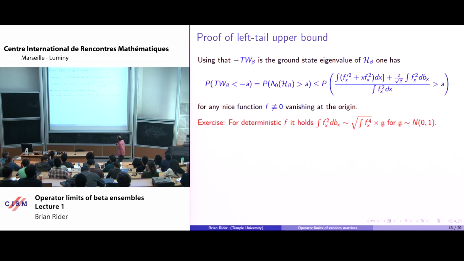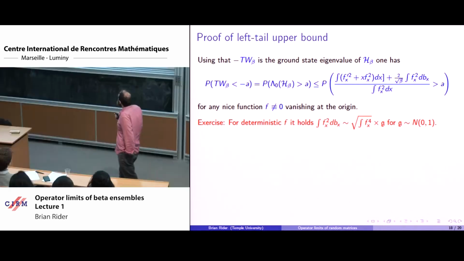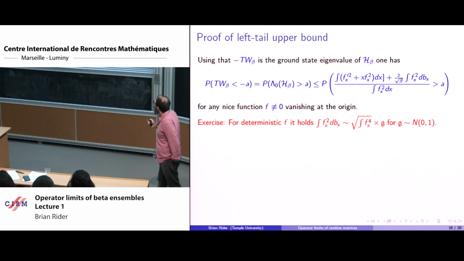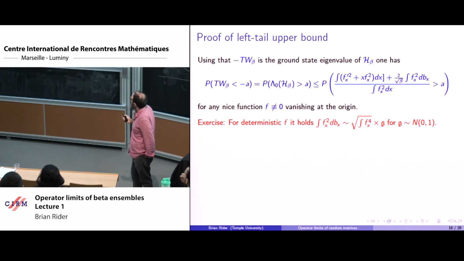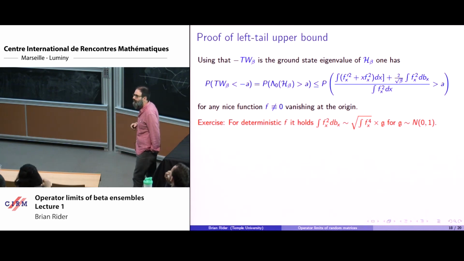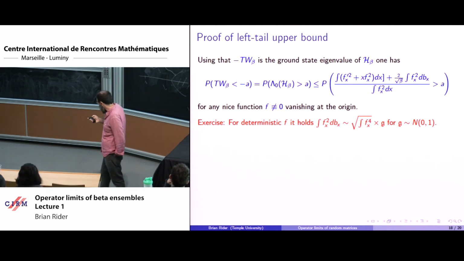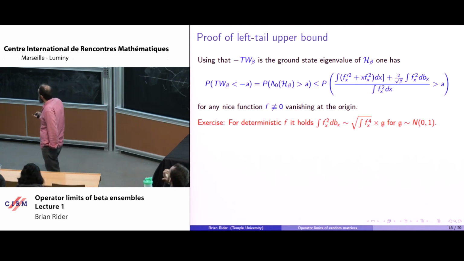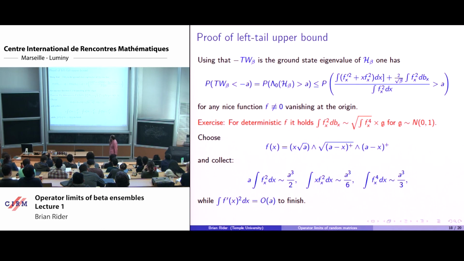For any deterministic f, the integral of s squared dB is equal in law to a normal random variable times the square root of the fourth moment of the function. You can see this because Brownian motion is Gaussian, so dB, a little increment of Brownian motion, is Gaussian. Brownian motion has independent increments, so this is really a sum of independent Gaussians, so it will be Gaussian. Then you can compute variances. So then you just pick the right f, and this is the right f to choose.